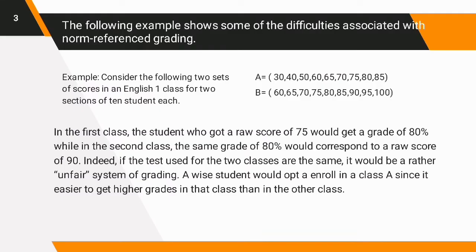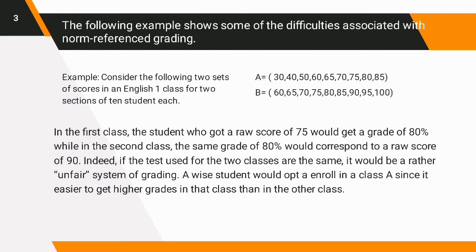The following example shows some of the difficulties associated with norm-referenced grading. For example, consider the following two sets of scores in an English class, for two sections of 10 students each. For A: 30, 40, 50, 60, 65, 70, 75, 80, and 85. For B: 60, 65, 70, 75, 80, 85, 90, 95, and 100. In the first class, the student who got a raw score of 75 would get a grade of 80%, while in the second class, the same grade of 80% would correspond to a raw score of 90.